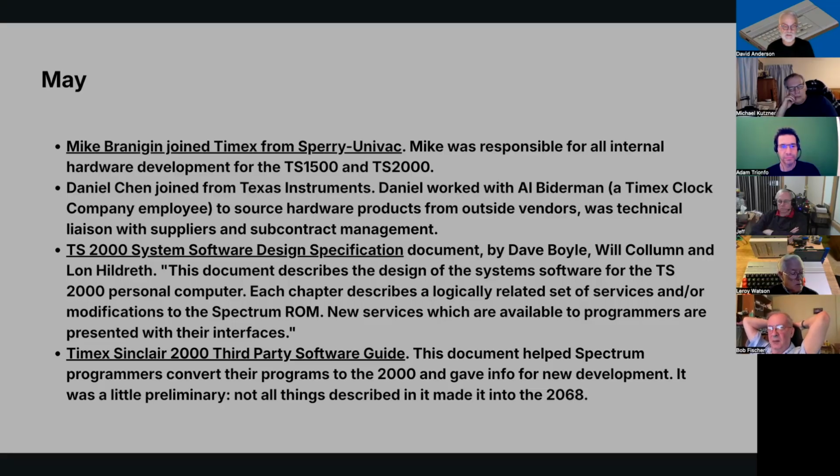And then this system software design specification document by Dave, Will, and Lon describes all the aspects of the new system software. Interestingly, this third-party software guide was made available in May, and it does say that the AY is in there, and it gives like 8 pages of the AY sound chip features.